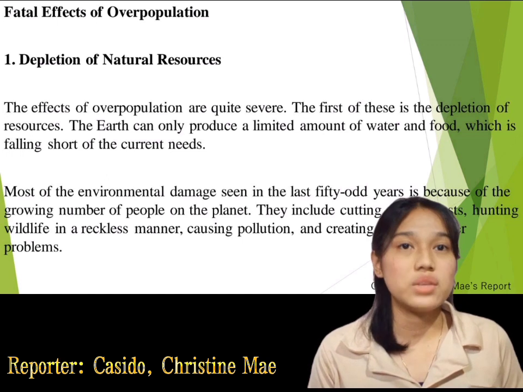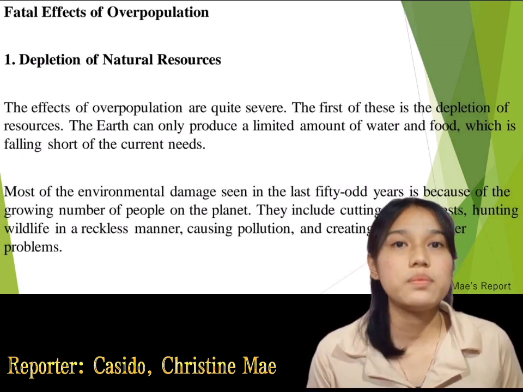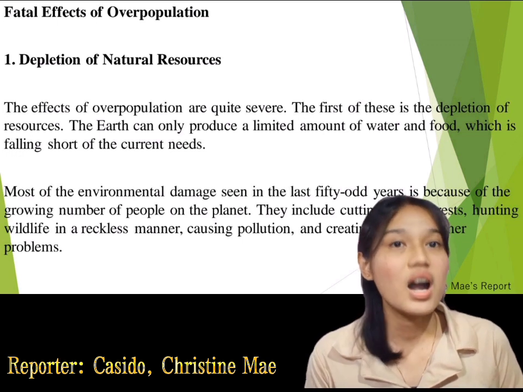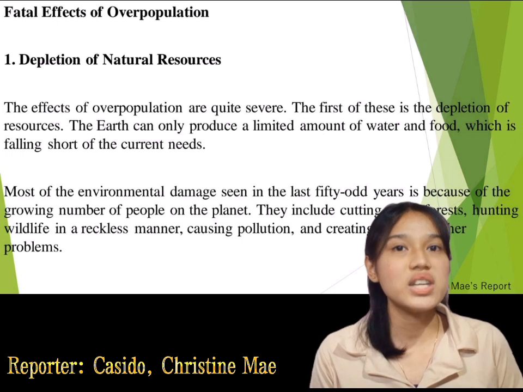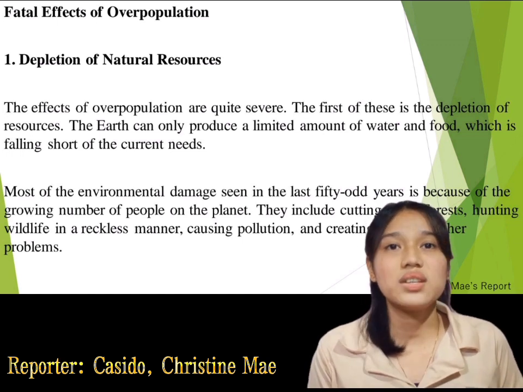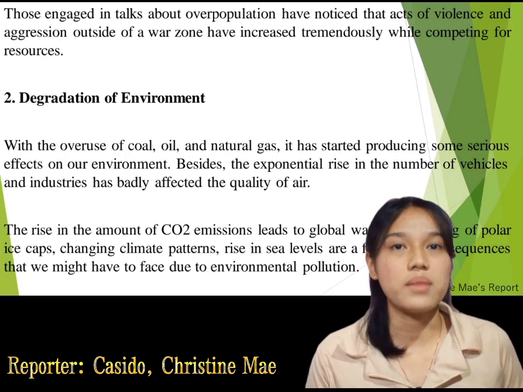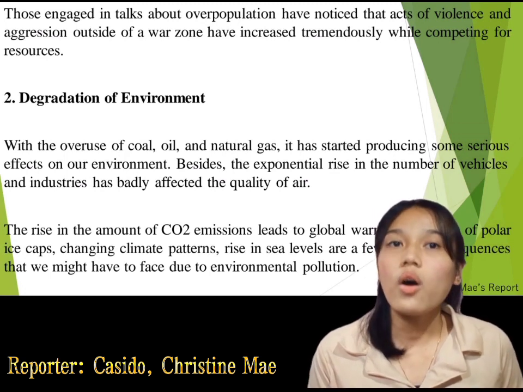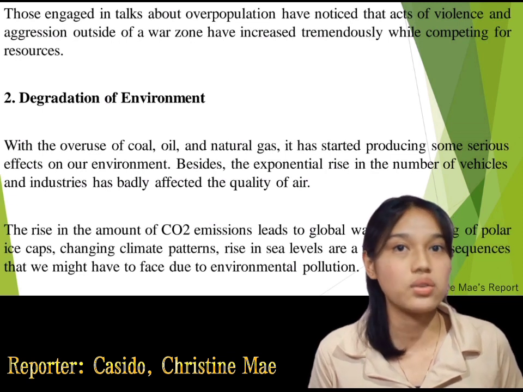Again, overpopulation means inability to support people's needs. The growing number of people on the planet is cutting down trees, hunting wildlife in a reckless manner, causing pollution, and creating a host of other problems. So the second fatal effect of overpopulation is degrading of the environment. With the overuse of coal, oil, and natural gas, it has started producing some serious effects on our environment.